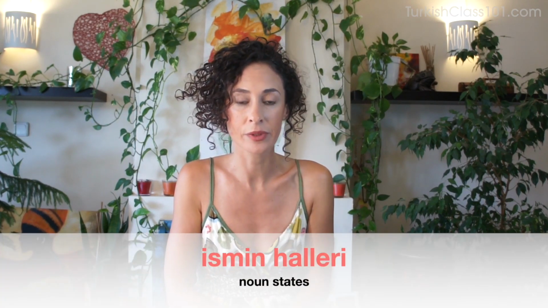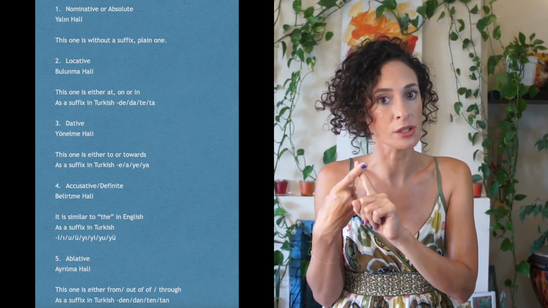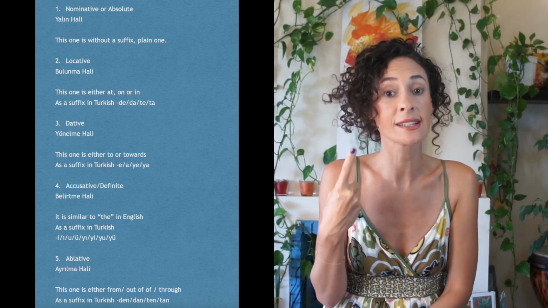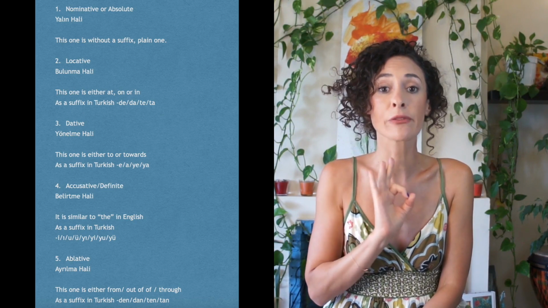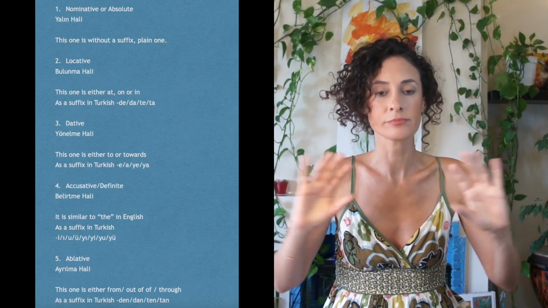In one of the previous videos, I talked about noun states. İsmin halleri. Okay? We have five noun states. The first one is nominative or absolute. In Turkish, it is yalın hali. This one is the plain one without the suffix, okay? For example, ev, house. There's no suffix. This is the plain noun.